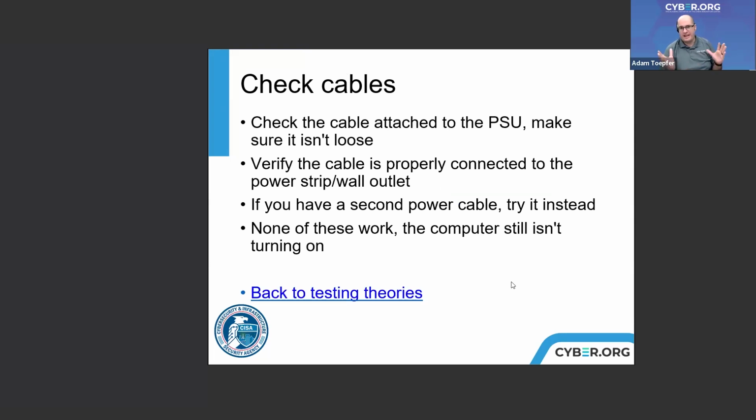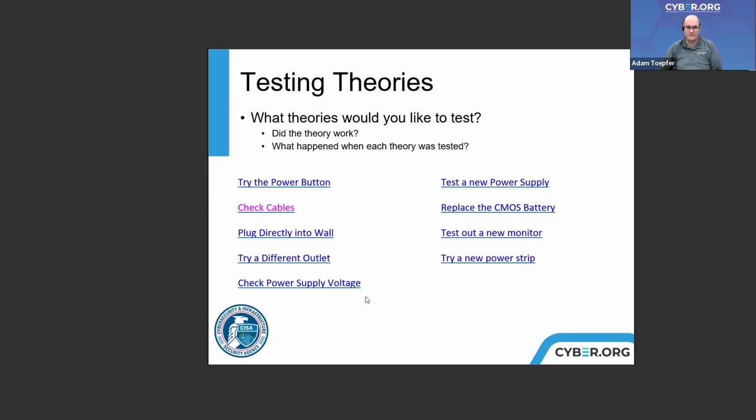It says we check the cable, it's attached to the power supply, make sure it's not loose. We verify it's properly connected to the power strip or the wall outlet. If we have a second power cable, we could try it instead. But none of these things worked. They even tried changing the power cable and it's still not turning on. So we're going to go back to our theory testing. Anybody else want to try one?